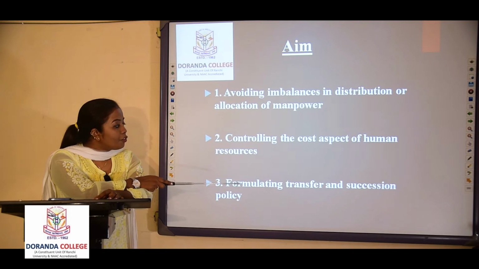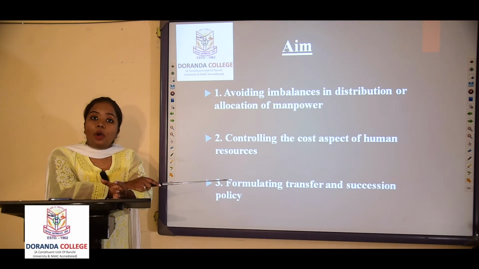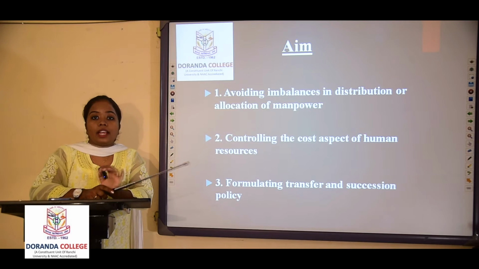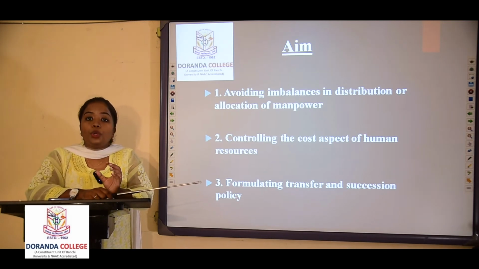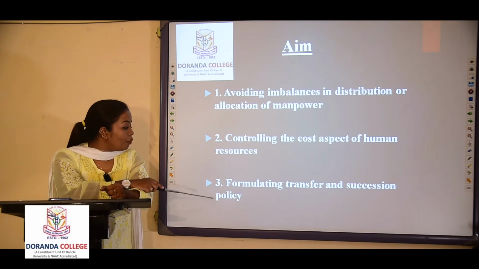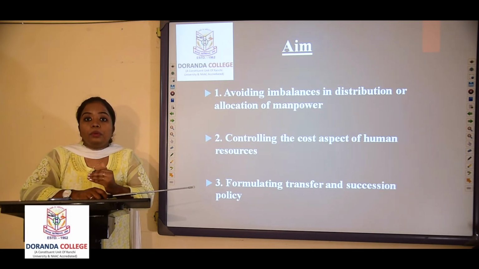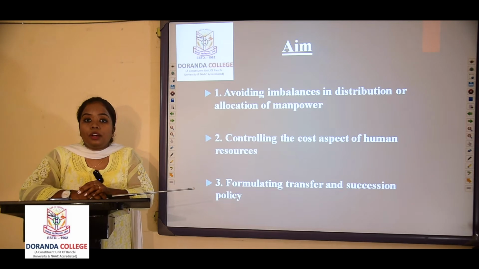Third is formulating transfer and succession policy. This is a very important aim of manpower planning. Once you are hiring an employee for your organization, that means you are investing time, training and development programs, as well as many other benefits from your industry. So you just cannot remove those efficient employees. Whenever there is a resignation or transfer case, you need to have a proper succession policy for every department of every industry so that they can be enrolled in that particular position, apart from hiring and doing new recruitment.